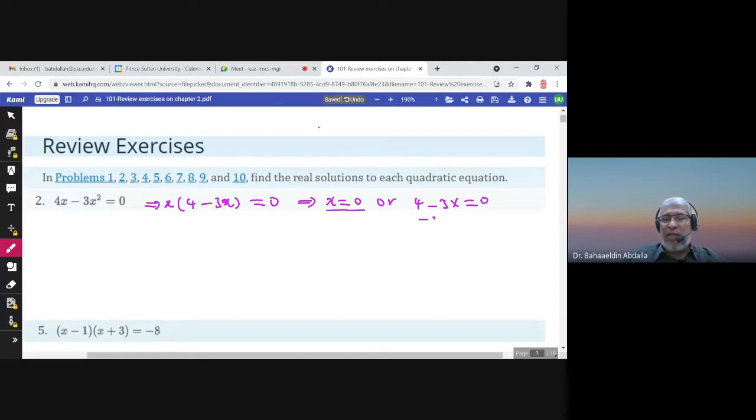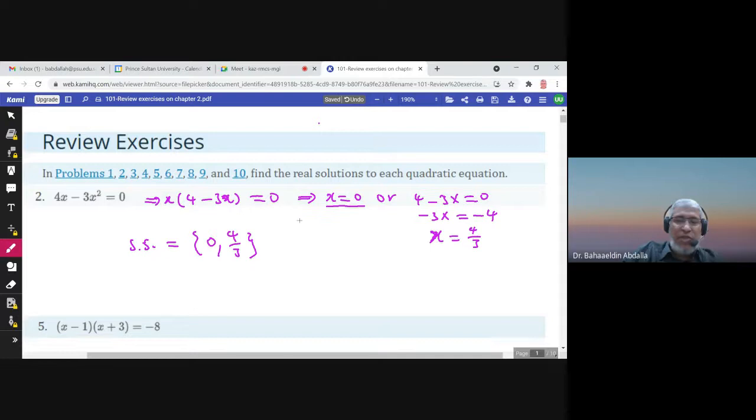And here I can take 4 to the other side, and then I can divide by -3. So -4 over -3 is 4 over 3. So these are the two solutions of this equation.